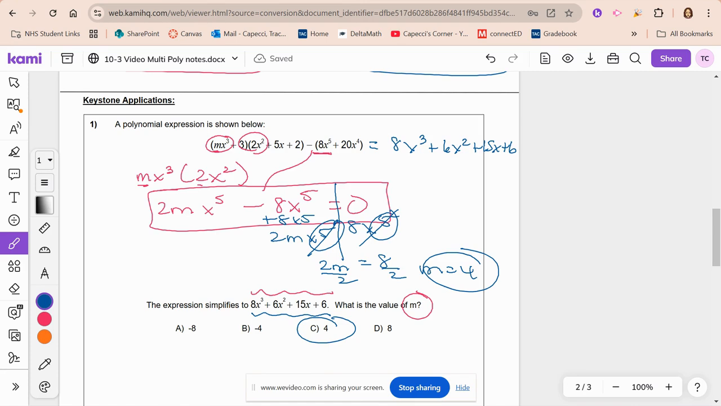Okay, so again, you don't have to do the whole problem. Just concentrate on what you can do to get to your answer as quickly and as accurately as possible.